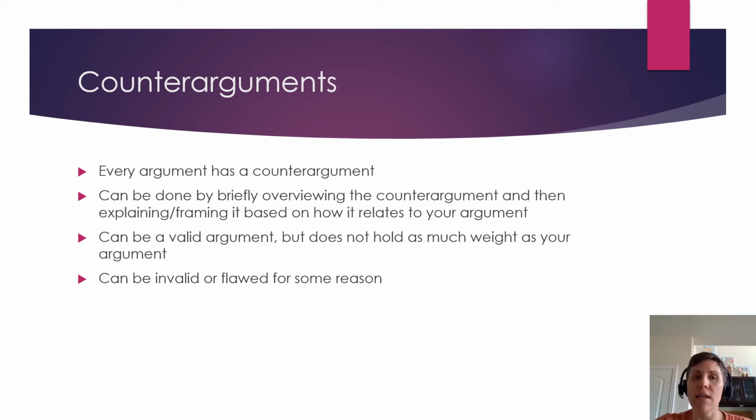Every argument, by definition, has a counterargument. So for a shorter essay, for example, in many circumstances, the top one to two counterarguments should be tackled. This can be done by briefly overviewing the counterargument and then explaining or framing it based on how it relates to your argument. Maybe the counterargument is a valid argument, but it doesn't hold as much weight as your argument, for instance, or maybe the argument is invalid or flawed for some reason.